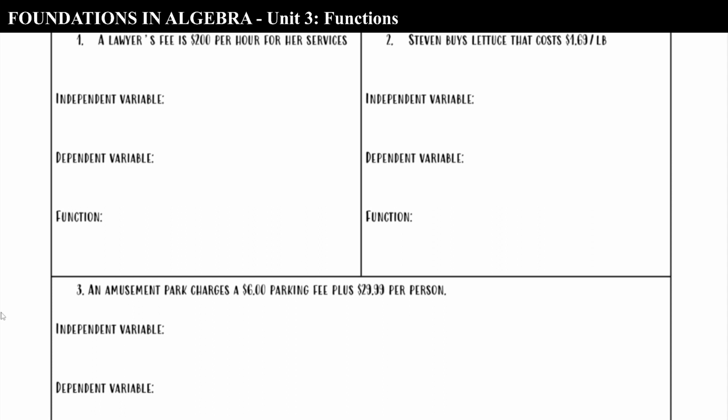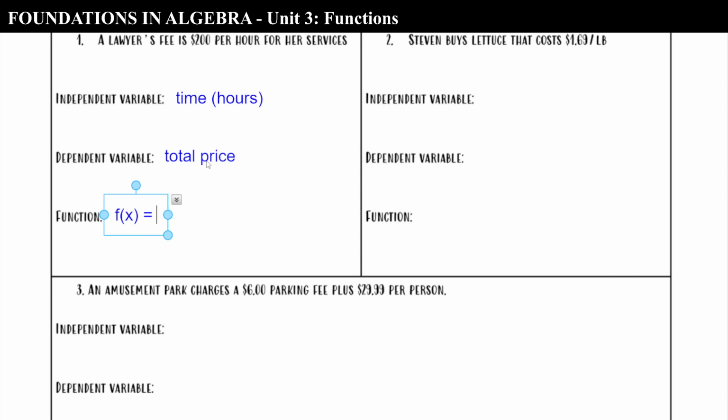So a lawyer's fee is $200 per hour for her services. Let's identify the independent and dependent variable. This is something we did earlier in the unit. The independent variable is our input, so our input is time, or the number of hours spent with the lawyer. The dependent variable is the total price we end up paying. And so we write a function by taking our output, which is f of x. Our output is what our total price is going to be.